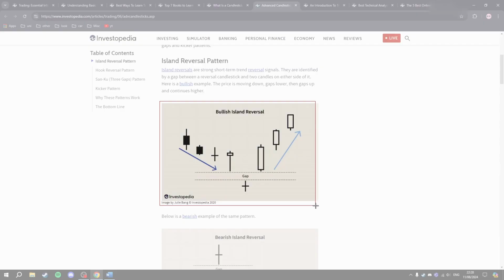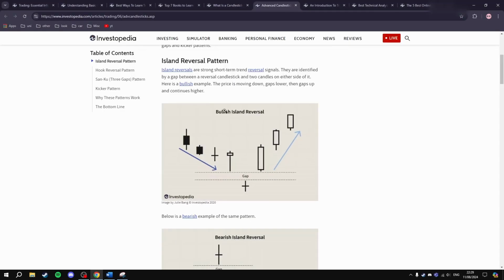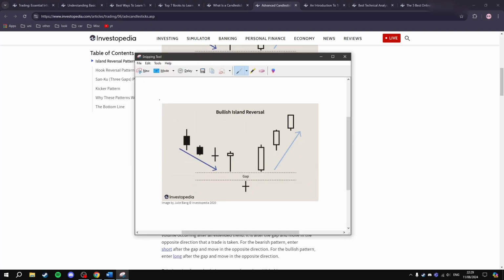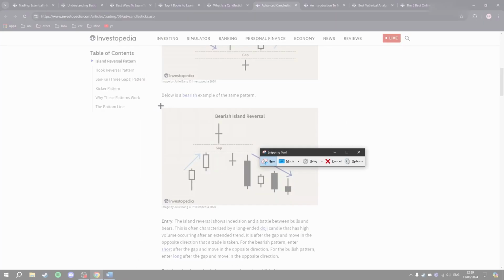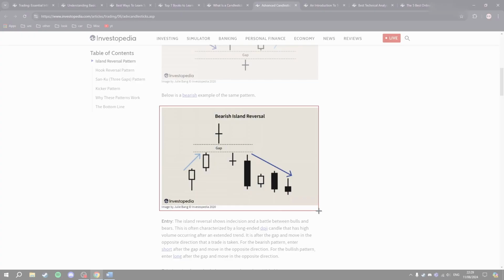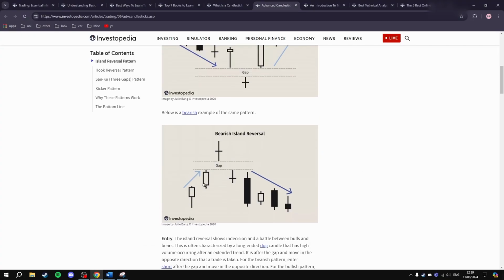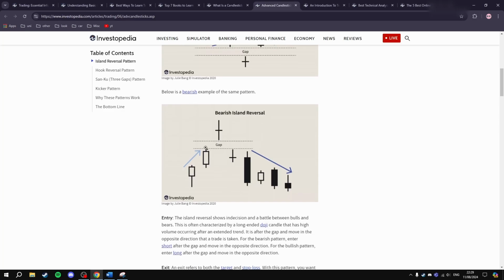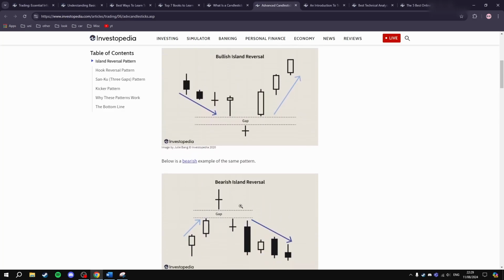Bullish island reversal. The price is moving down, gaps lower, then gaps up and continues higher. Below is a bearish example of the same pattern. Candle here, gaps into a spinning top or a doji, a gap, and then into another indecision candle. So spinning top or a doji, and then goes down.